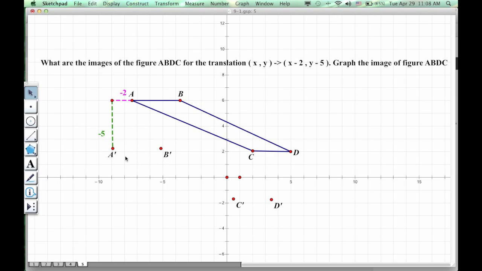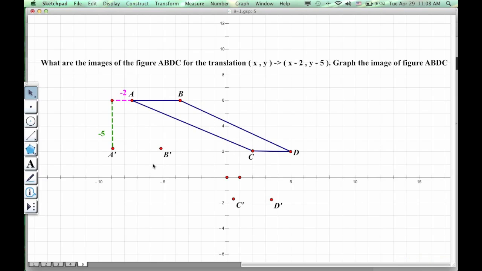The equation tells us to move 2 digits to the left and 5 digits down. The reason why we move point A 2 digits to the left on the x-axis is because it's -2. And we move downwards 5 digits on the y-axis because it's -5. So the same thing would apply to all of the points A, B, D, C. So you can see that we already did A, B, D, C for you.